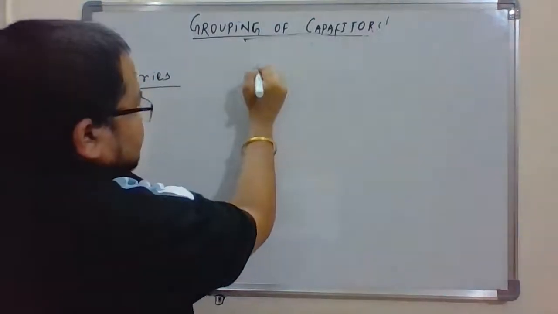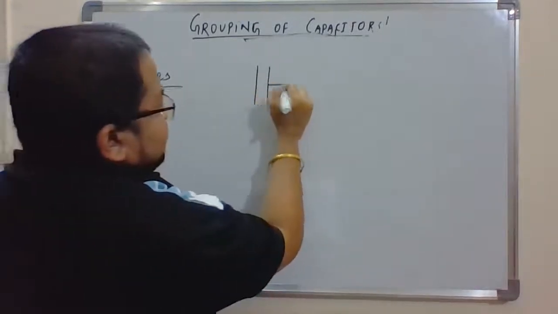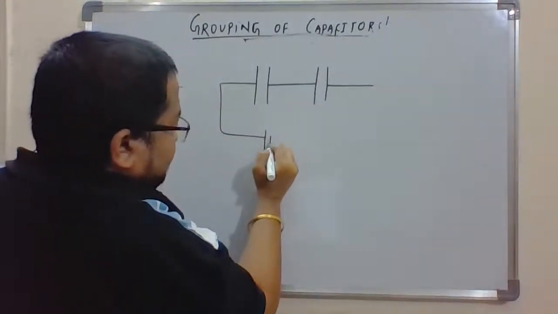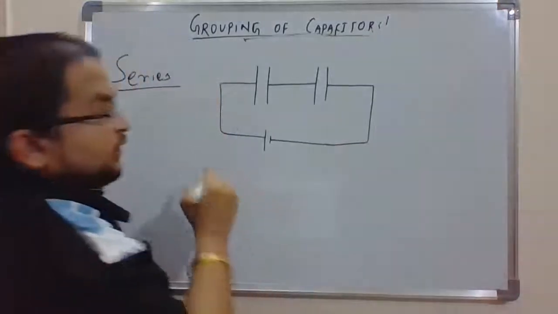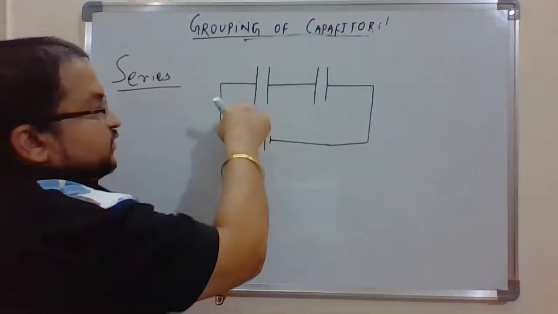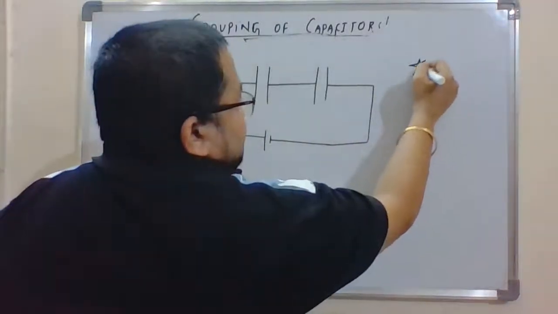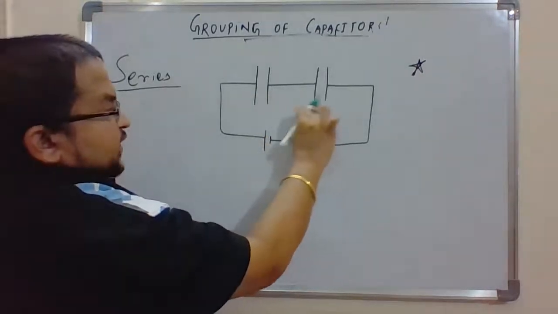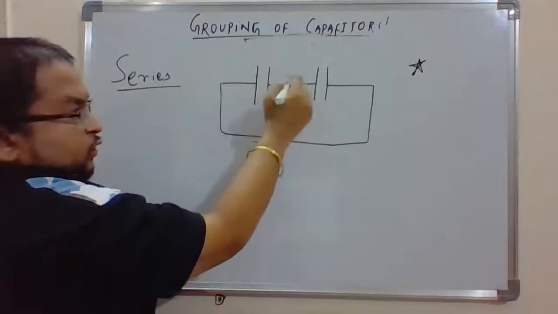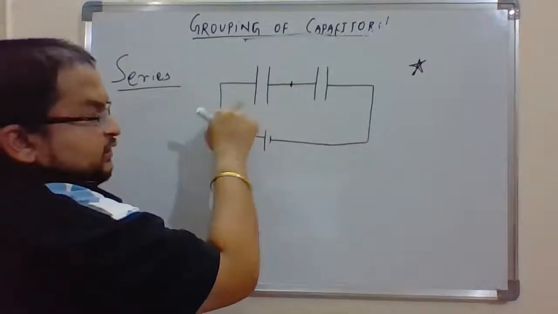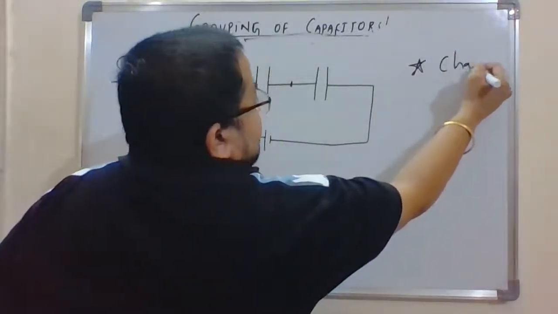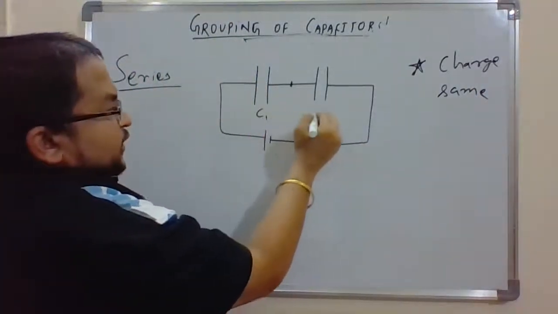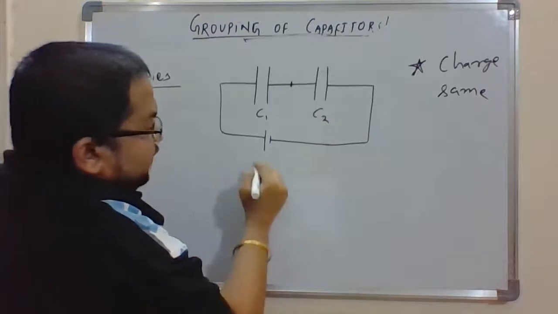So two capacitors are said to be in series when they are connected end to end with each other in a way that charge across them is the same, right? When two capacitors are connected in such a way, end to end, one end of this is connected to the other end of it, in such a way that the charge across them is the same, then they are said to be in series with each other. So this is our bookish definition.